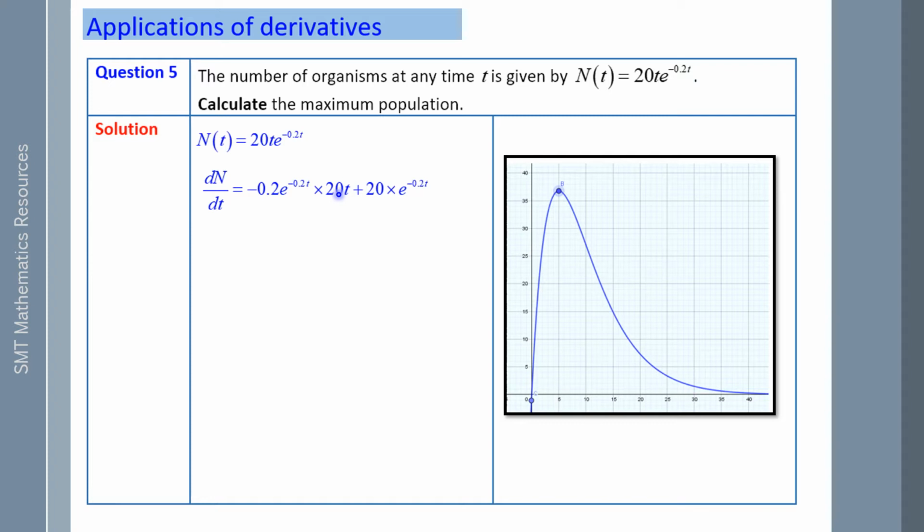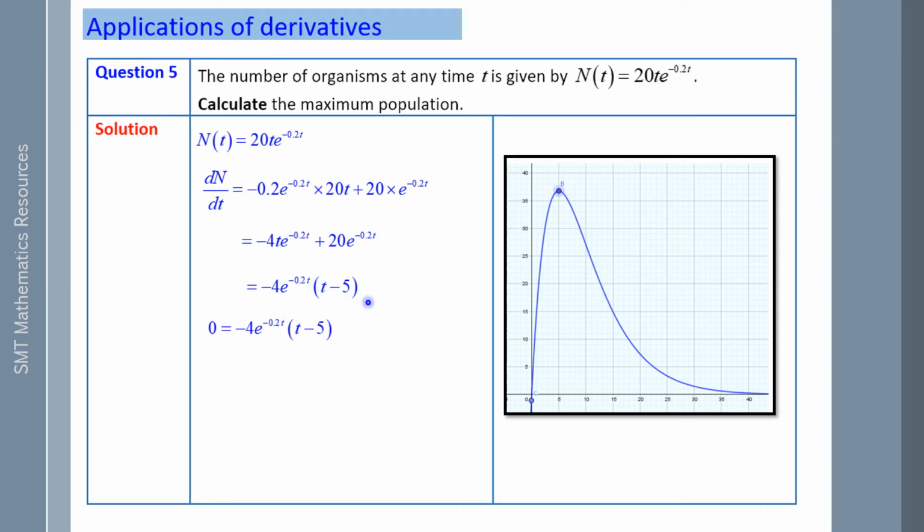Now I'm going to simplify this. 20 multiplied by negative 0.2 would be negative 4. Now I'm going to keep that 20 there. And the next step is to factorize. Negative 4e to the negative 0.2t is common. That's our highest common factor. And then I'm left with a t take 5.